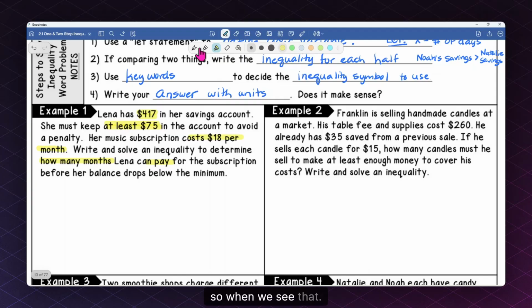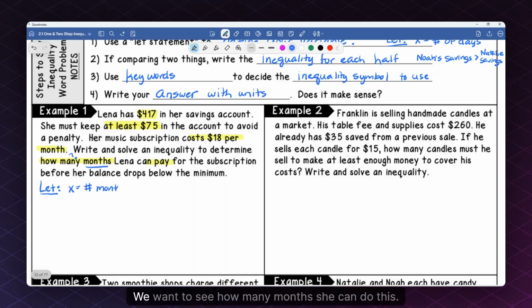Okay, so when we see that this is my question, how many months? My let statement, my first step over here, I said use a let statement. I'm going to write let x equal number of months. Okay, that's what we're looking for. We want to see how many months she can do this.